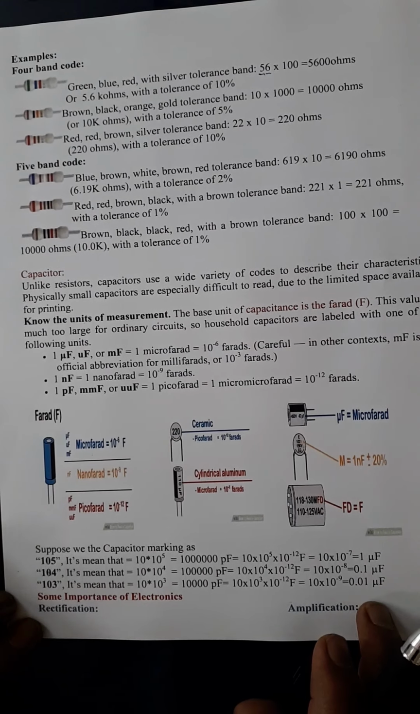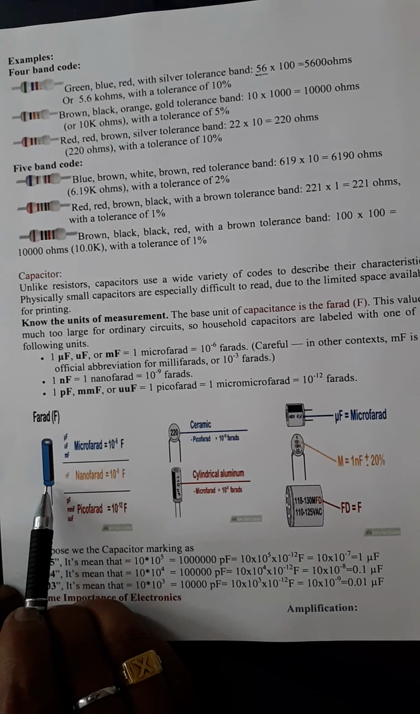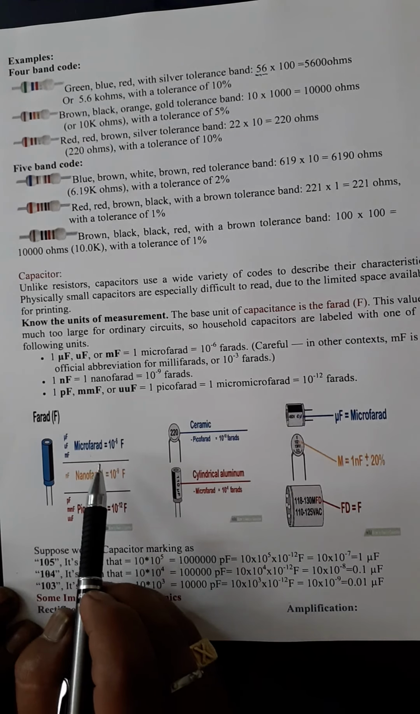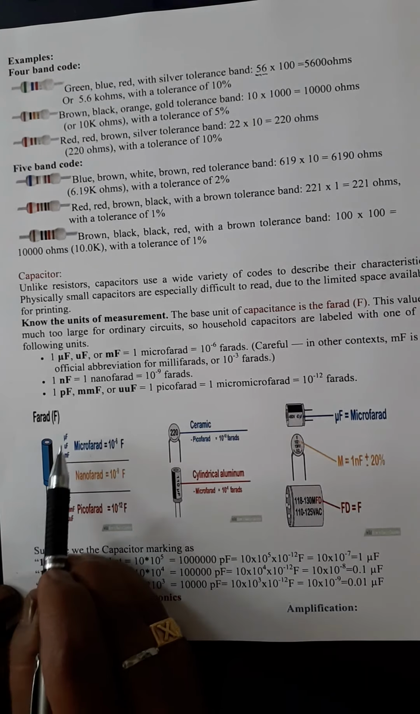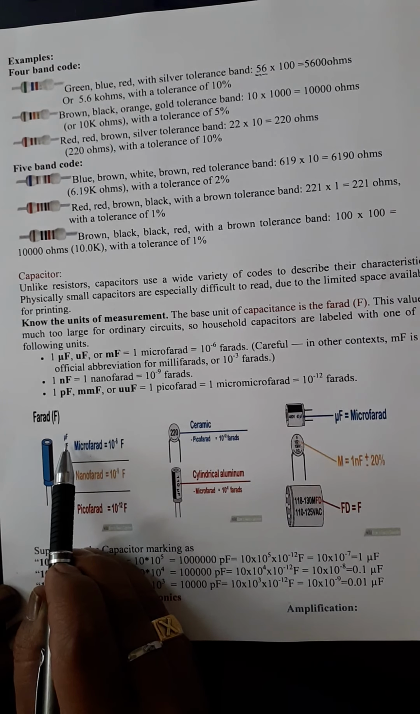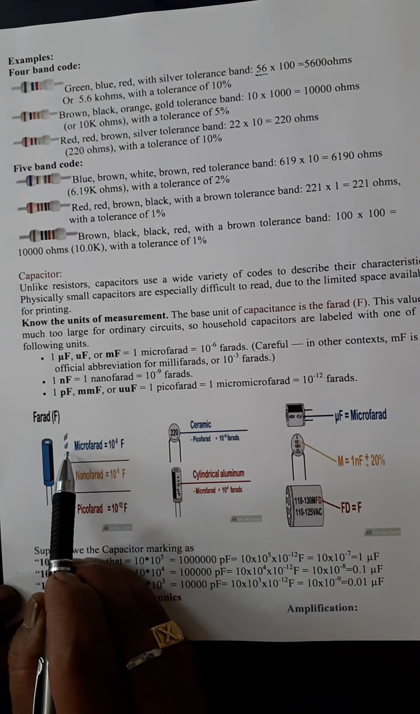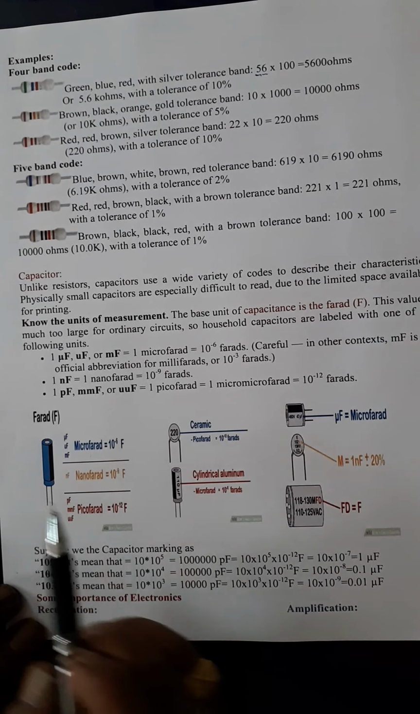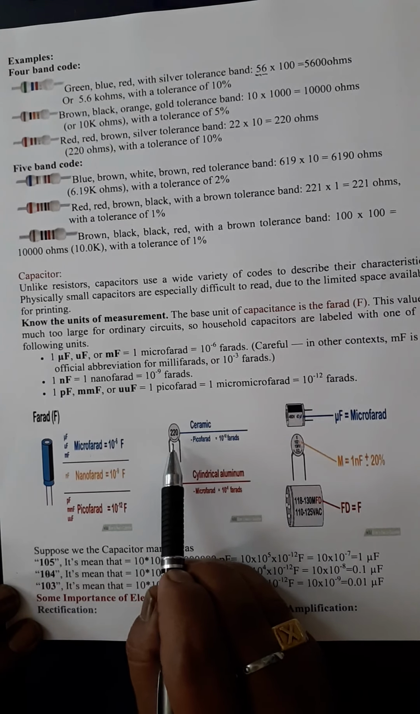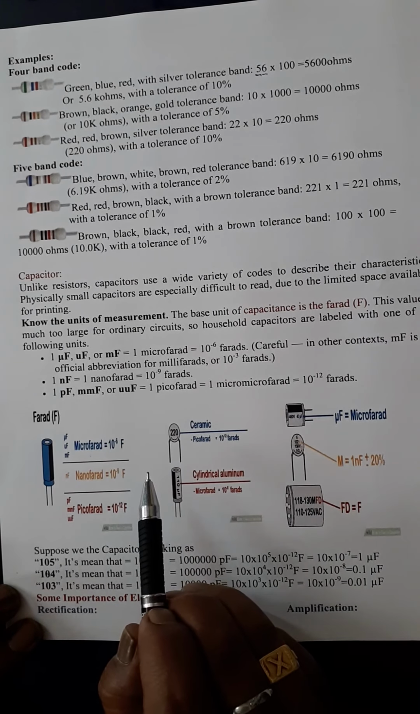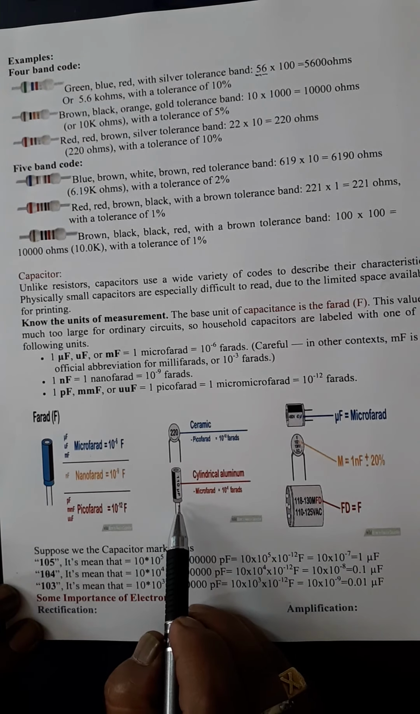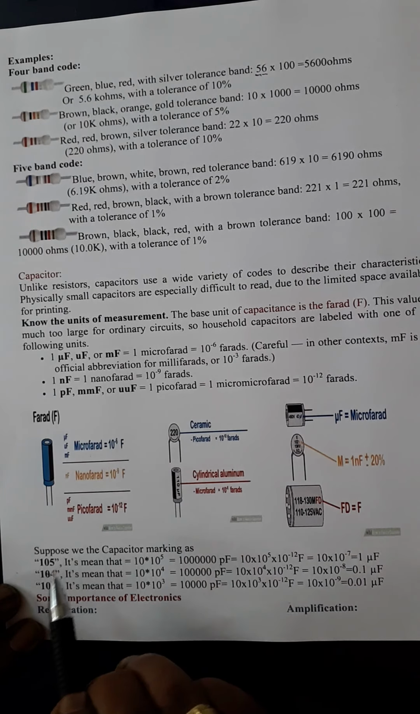Now, how it looks like. These are the capacitors. On this capacitor, in very small letters, we can read the value of the capacitor, whether it is in terms of a microfarad, a nanofarad, or a picofarad. This is a small capacitor which we usually call a ceramic capacitor, or a cylindrical capacitor.